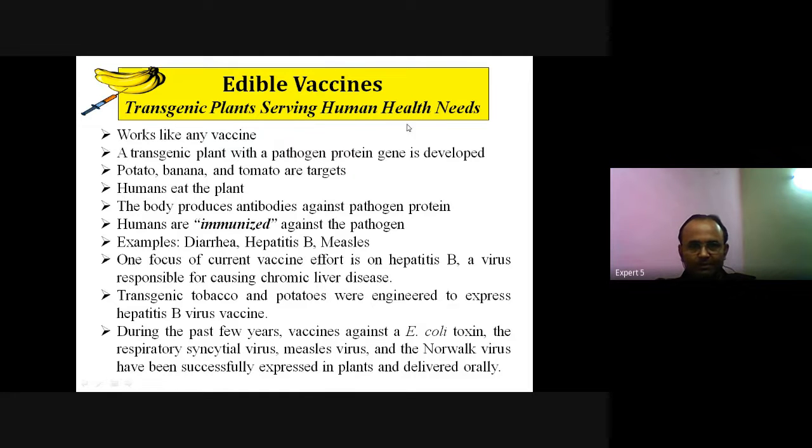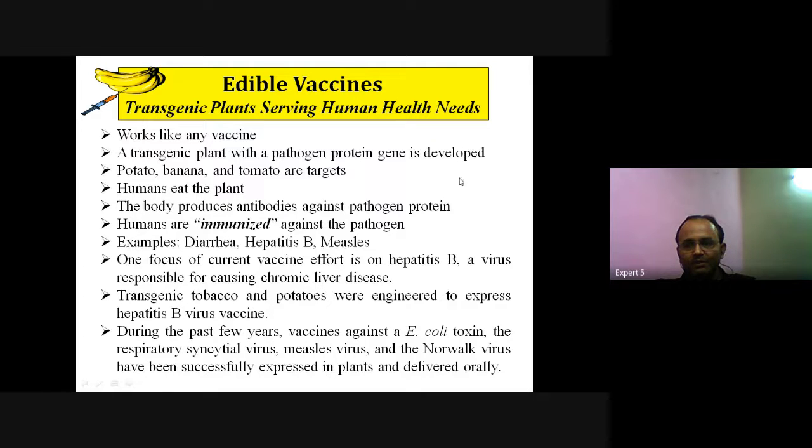Some specific characters of edible vaccines. These edible vaccines work like any different types of vaccines. A transgenic plant with a pathogen protein gene is developed, meaning an antigen gene was extracted and isolated and ligated into a suitable vector. This recombinant is transferred into the plant cells, and these plant cells express the particular antigens.